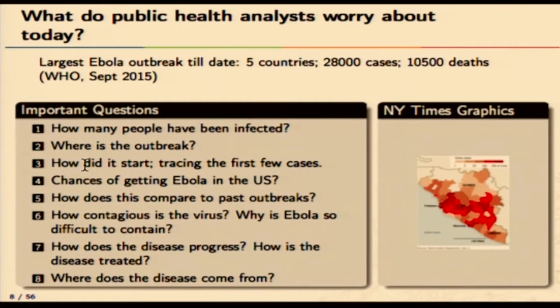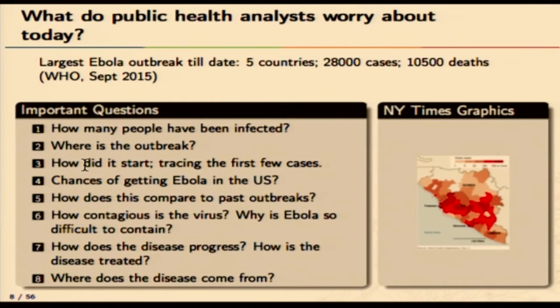Okay, so I'm going to motivate the rest of the talk by going over the following. What do public health analysts worry about today? These slides are from the 2014-15 Ebola outbreak time. This was a concern not just for the public health agencies, but also the lay public, because it seemed really scary that people would just drop dead with such a high probability. So what are the important questions which people were interested in answering?